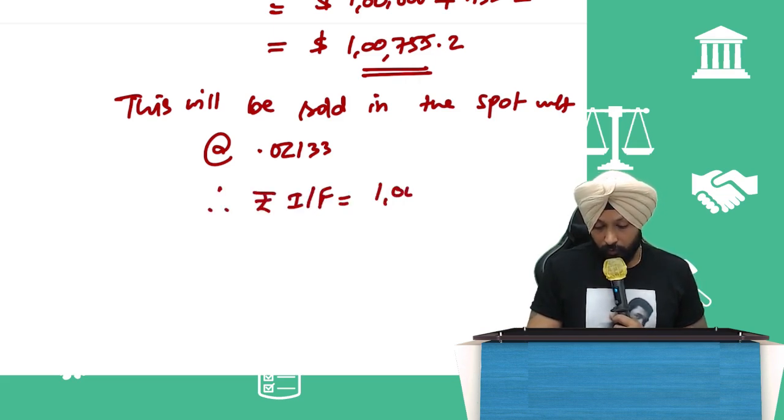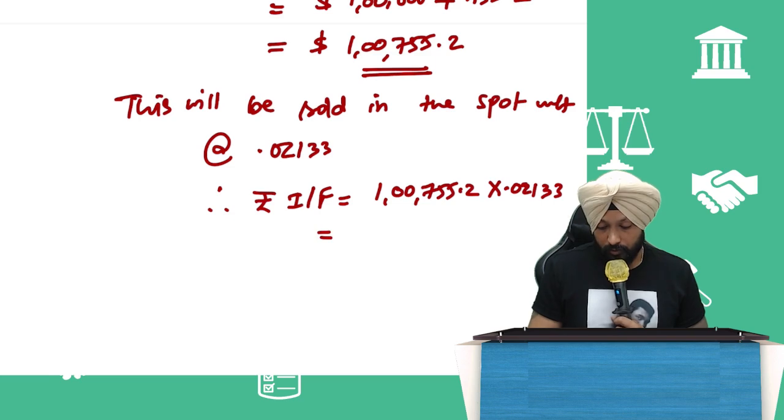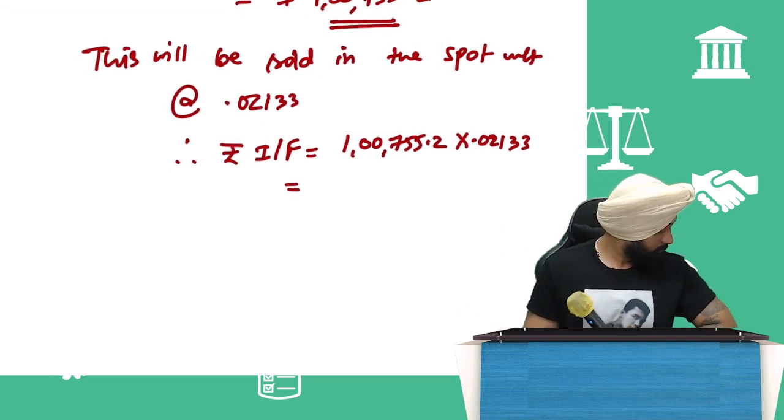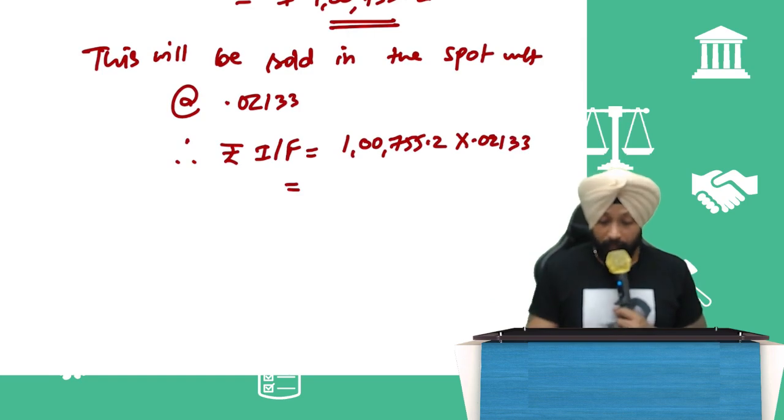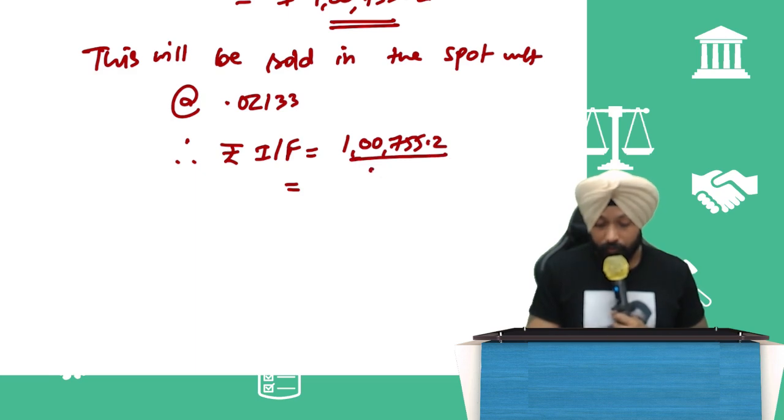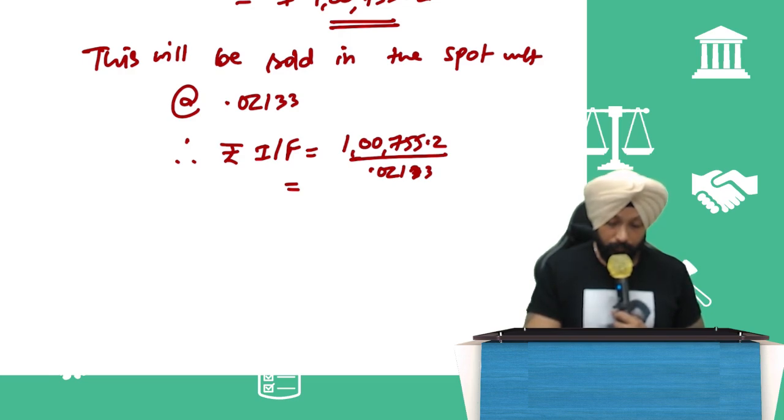Therefore, rupee inflow is equal to 1,00,755.2 divided by 0.02133. See how much we are getting? 47 lakhs, 23,638. Okay.